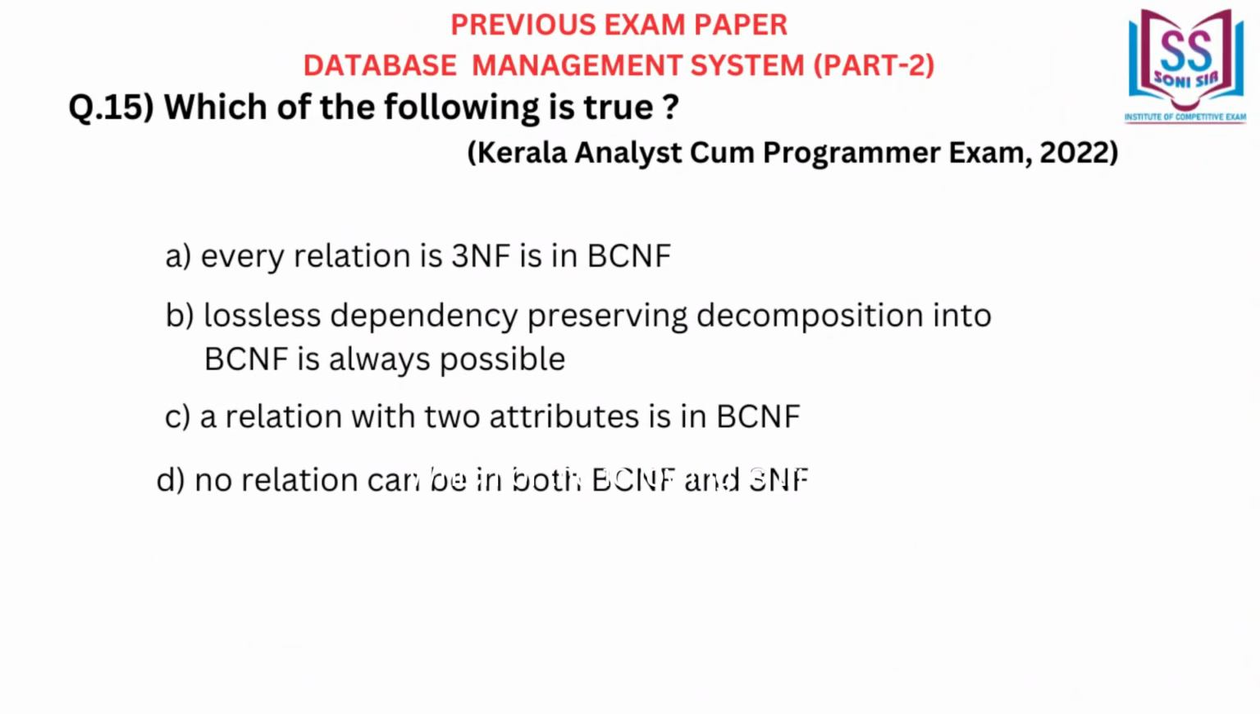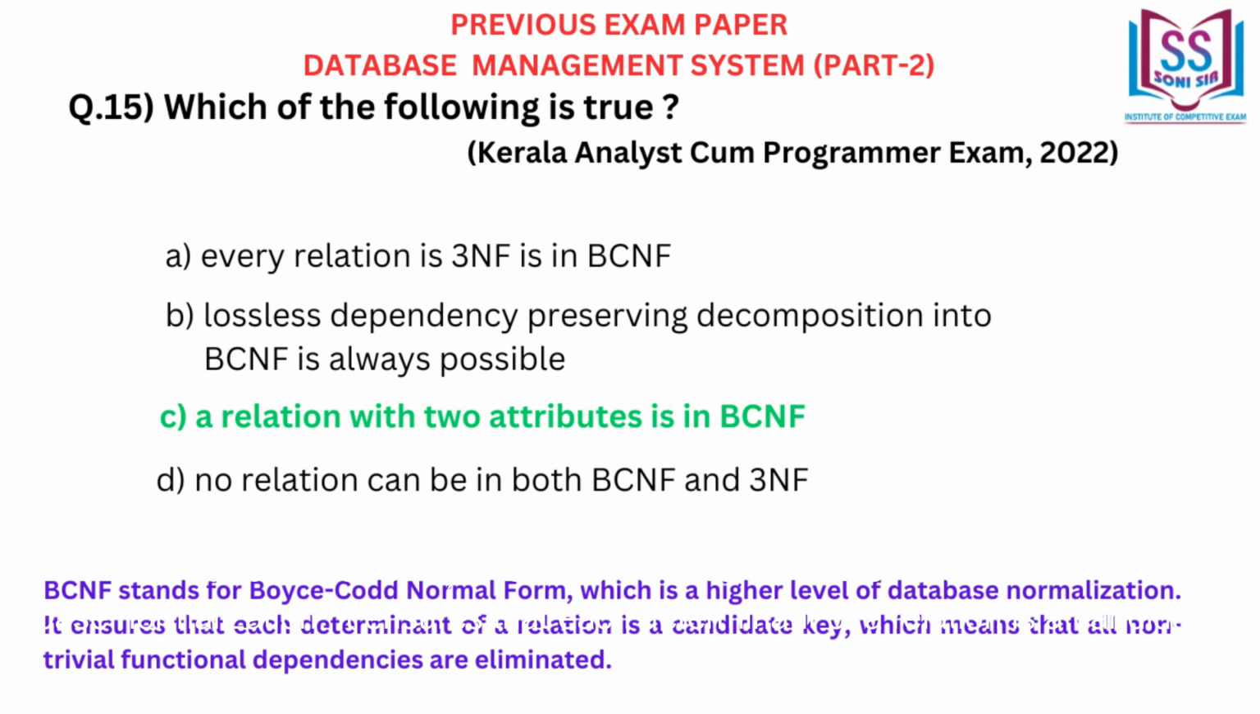Which of the following is true? A. Every relation in third normal form is in BCNF. B. Lossless dependency preserving decomposition into BCNF is always possible. C. A relation with two attributes is in BCNF. D. No relation can be in both BCNF and third normal form. Correct answer C. A relation with two attributes is in BCNF.